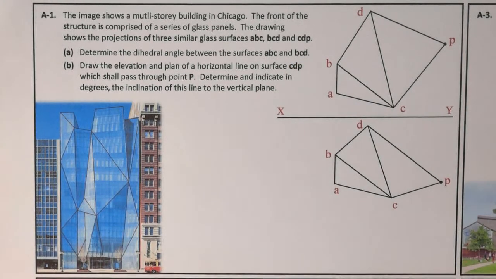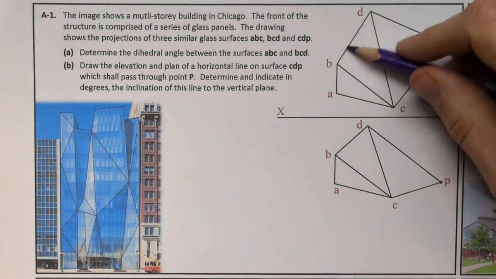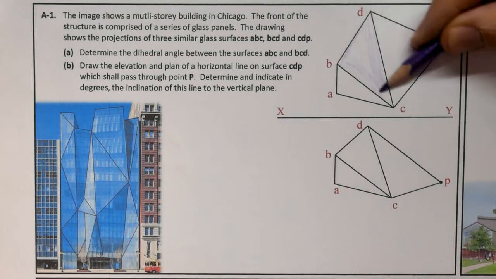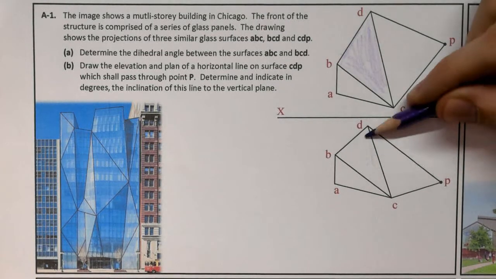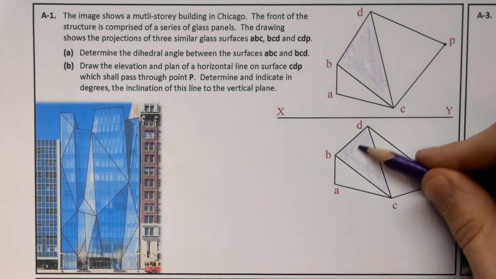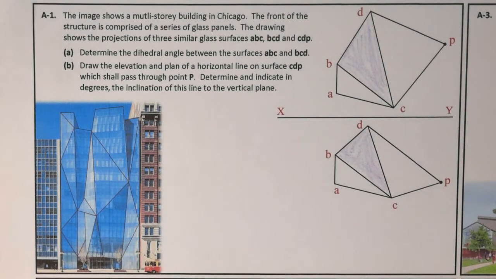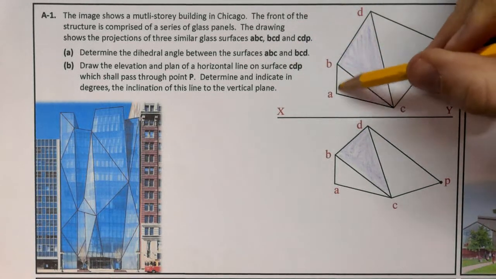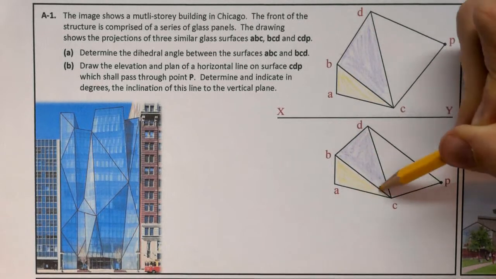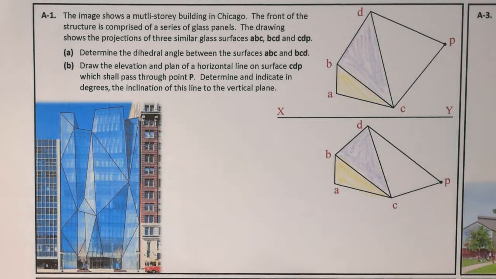So what we're looking at here is an intersecting planes question. We're dealing with this purple plane, CBD, and we're also dealing with ABC. So we want to find the dihedral angle between those two planes.